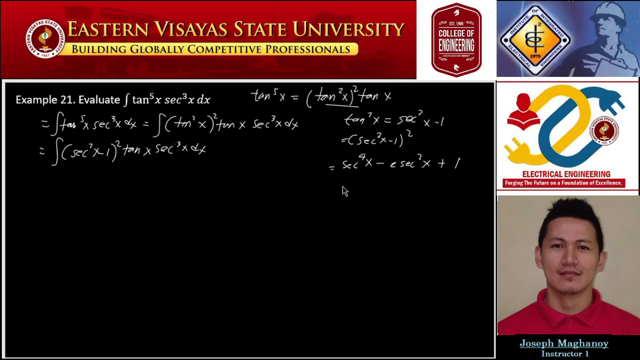Okay, so use this expanded function with our identities. That is secant raised to 4 x minus 2 secant squared x plus 1. So it's not anymore squared since we already expanded. Then copy the remaining function, tangent x secant cube x dx. So we know we let this product of tangent and secant join our quantity.